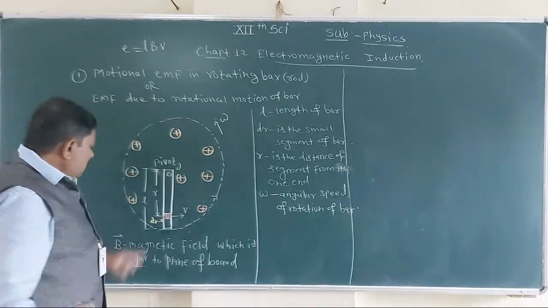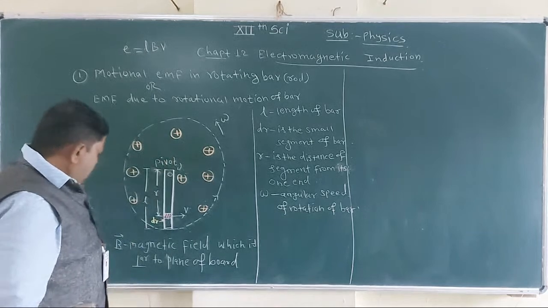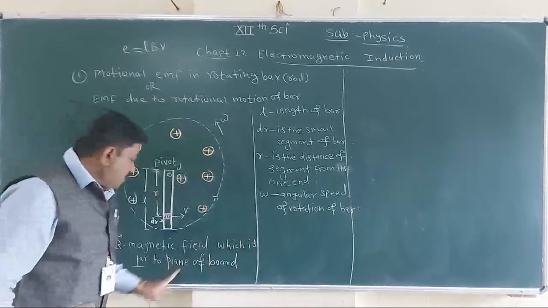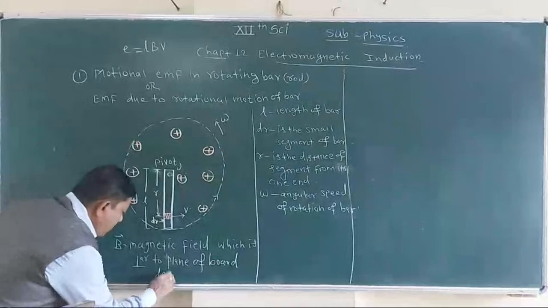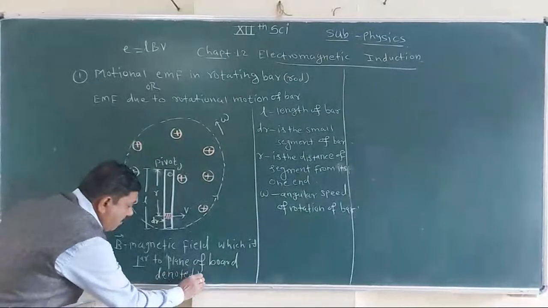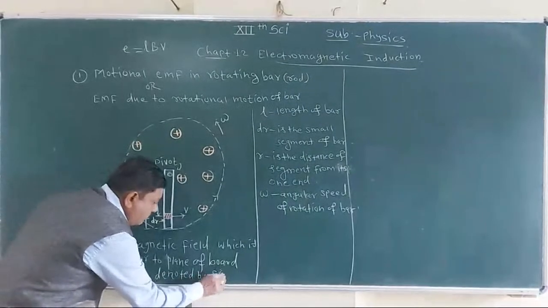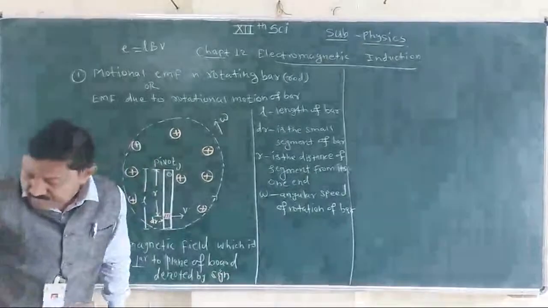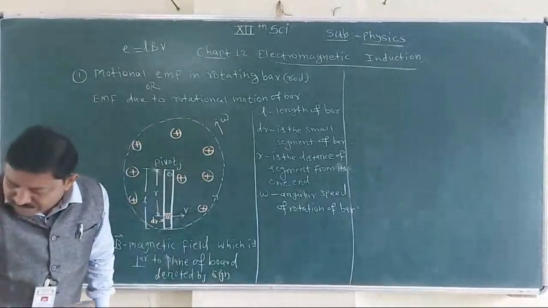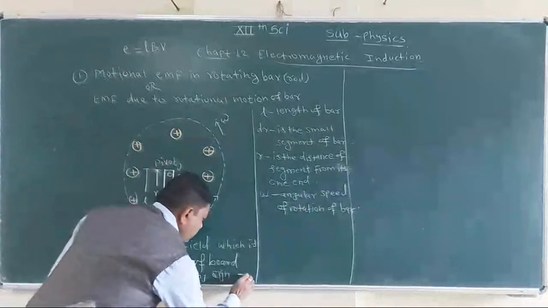Now what is this B bar? This B bar is a magnetic field, denoted by this sign.